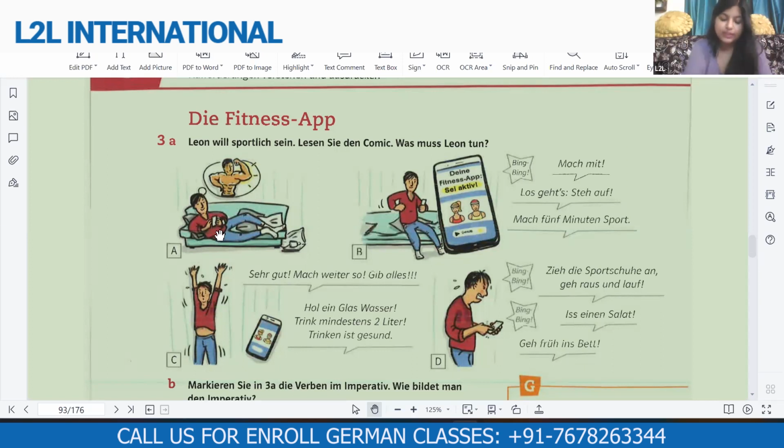Out of all the things that you have written, let's do it a little easier way. You have some sentences here, right? Mach mit, los geht's, steh auf, mach 5 Minuten Sport, ziehe die Sportschuhe an, geh raus und lauf, iss einen Salat, geh früh ins Bett. Sehr gut, mach weiter so, gib alles, hol ein Glas Wasser, trink mindestens 2 Liter, trinken ist gesund. So what do you think these sentences mean? And what kind of sentences are these?